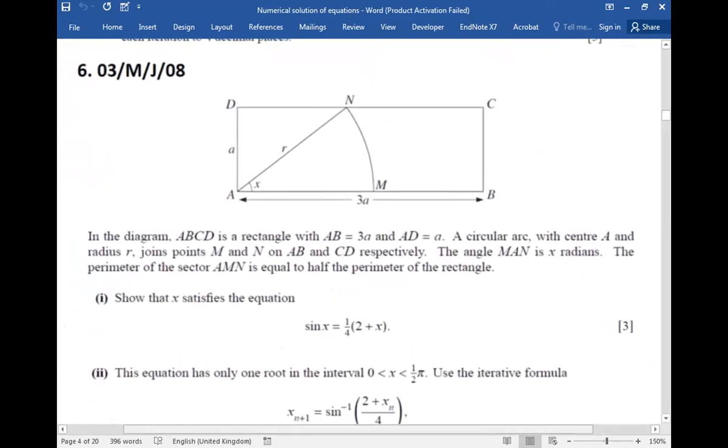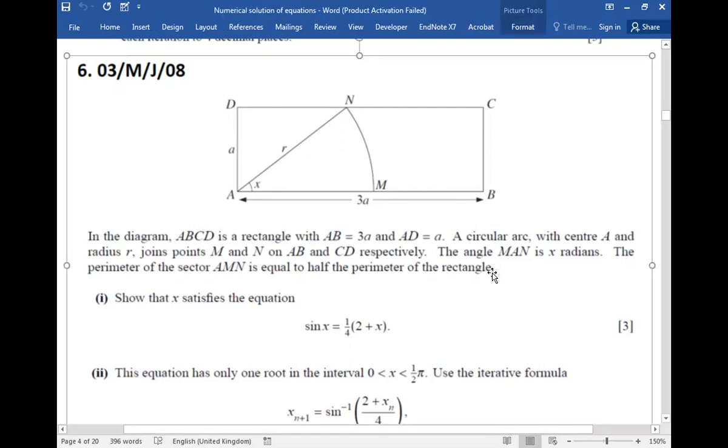Okay, class. In the diagram ABCD is a rectangle with AB = 3a and AD = a, and a circular arc with center A and radius r joins points M and N on AB and CD, with angle MAN being x radians. Now the question has provided you with the relationship that will eventually lead to your equation. The perimeter of sector AMN is half of the perimeter of the rectangle, and it wants you to show that x satisfies the equation.